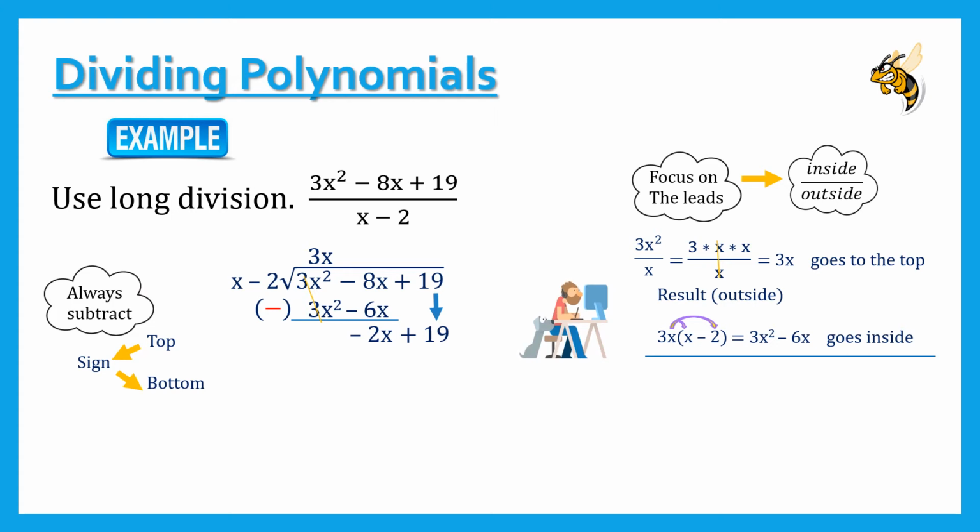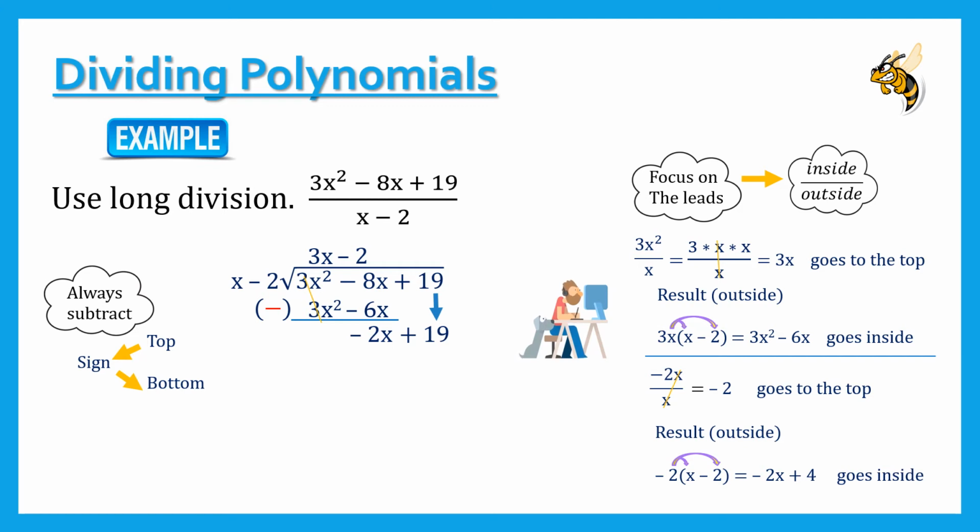Now we're going to repeat the process all over again. My new leader inside is negative 2x, and my leader on the outside is x. So it'll be negative 2x divided by x. Both x cancel out, leaving me with negative 2, and that goes to the top. That negative 2 needs to multiply the outside, so it's negative 2 times x minus 2. We're going to distribute. So it's going to be negative 2x plus 4, because a negative times a negative is positive, and that goes on the inside.